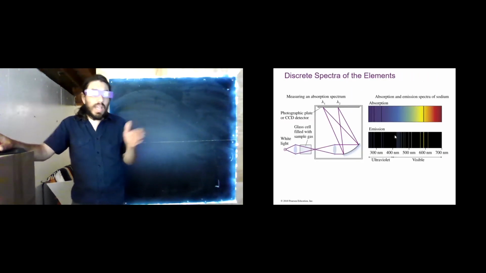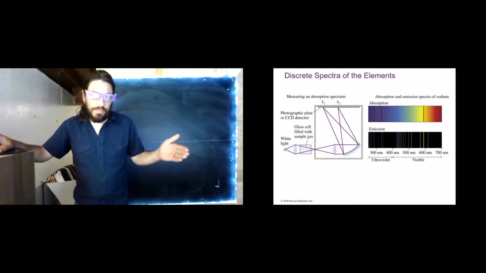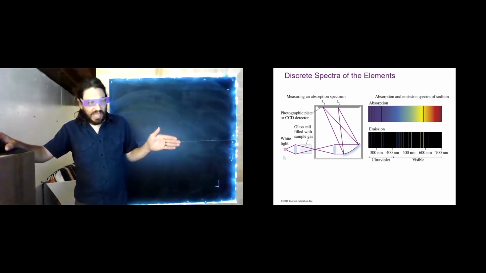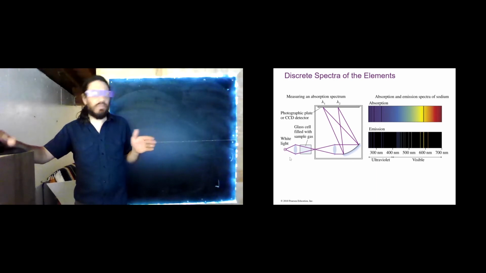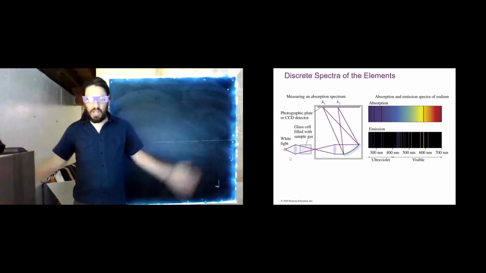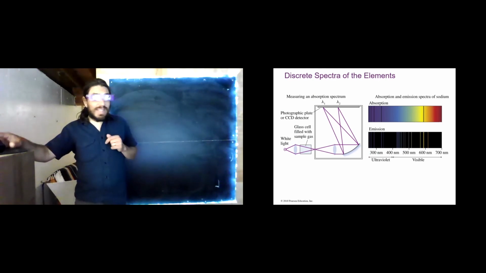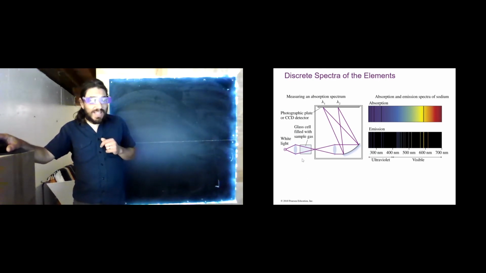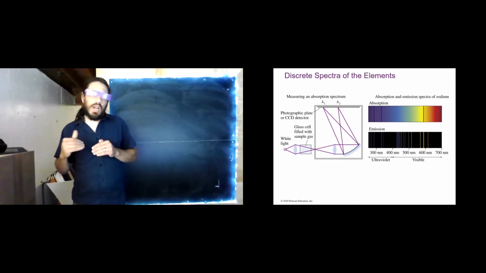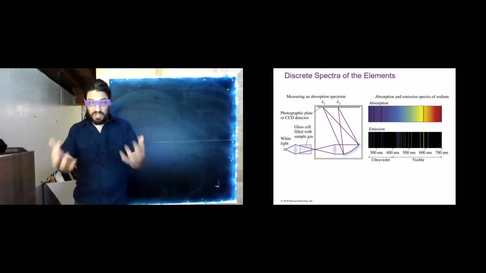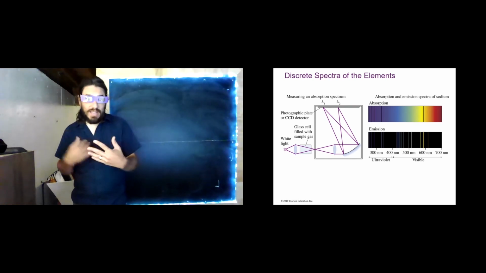Now, what we can do is reverse this situation. Instead of having the light created by our dilute gas, we can take white light, and remember that white light is all of the colors put together. We can send it through some sort of cell that is filled with that gas. Now, instead of seeing what colors the gas produces when it's excited, we see what colors that gas absorbs when we pass light through it.